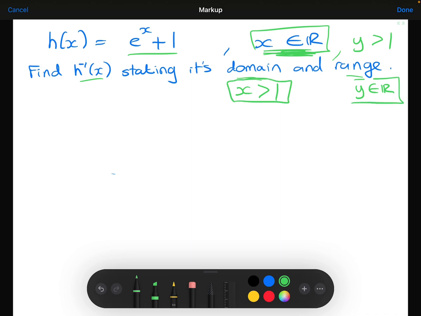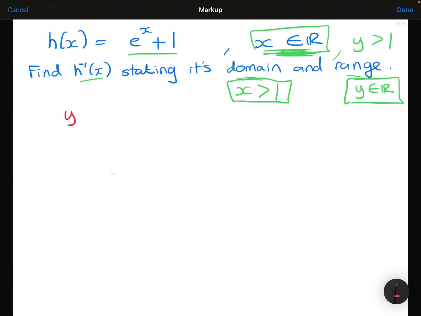So I know the domain and the range of the inverse function, but what is the inverse function? What is the inverse of y equals e to the power x plus 1? Well, remember what I said. The inverse function flips the range and the domain, the x and the y. So the x and the y are going to flip around.